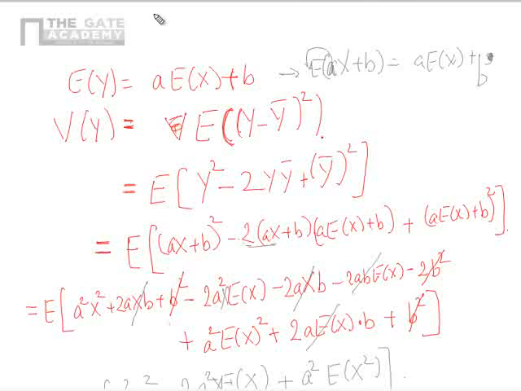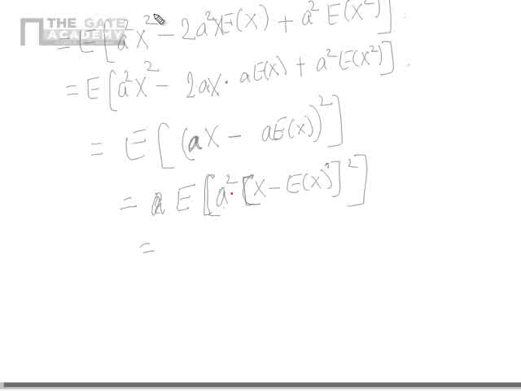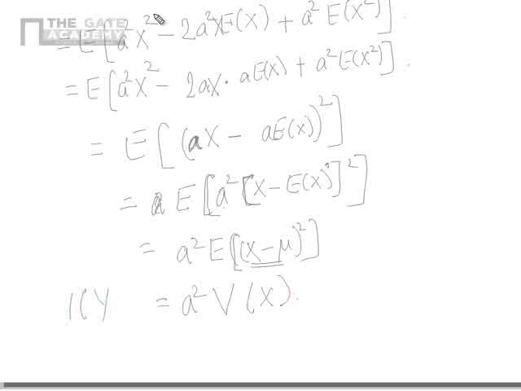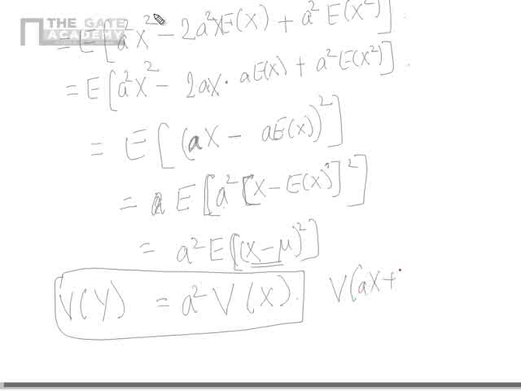So using the same analogy here, I can write this as a square into E of what? E(x) is what? Mu. x minus mu, the whole square. And what is E of x minus mu the whole square? It is nothing but variance of x. So variance of y is nothing but a square variance of x. That is, variance of ax plus b is nothing but a square times variance of x.